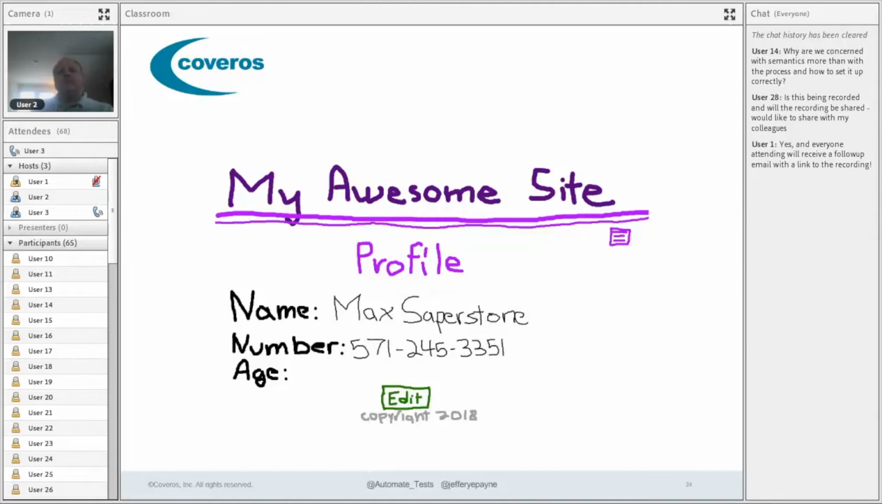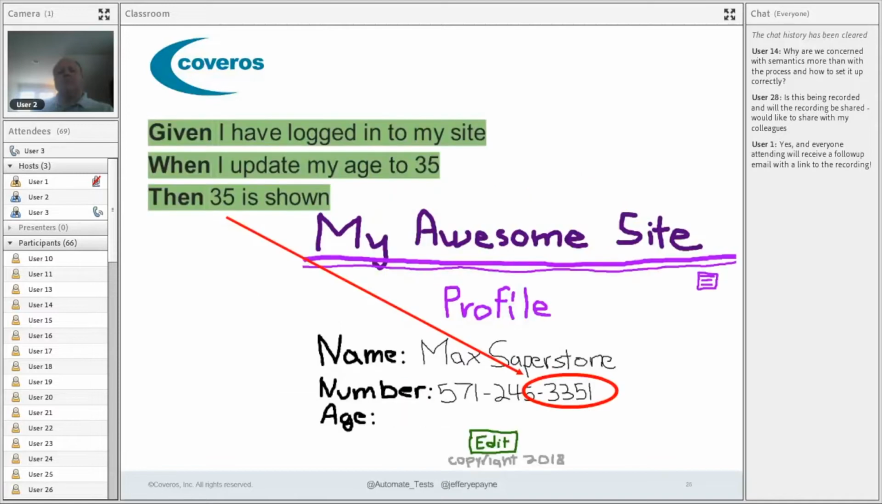Instead of being 34, I'm going to update my age to 35. I'm going to click save, and lo and behold, that's unfortunate. I'm going to have to open a bug because my age did not get appropriately updated. It got wiped out. So great, I have a failing test, and I actually found a bug here, which is fantastic. So I'm really excited until I go back and look at my automated test, and I realize that we've run into some sort of problem.